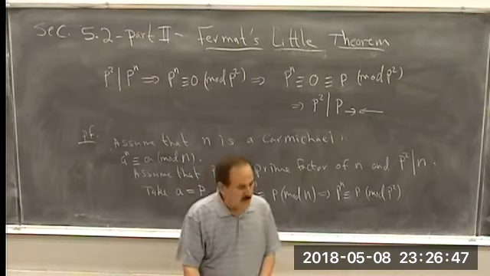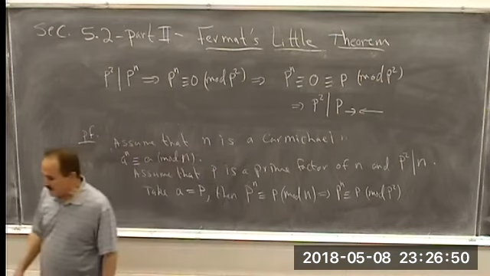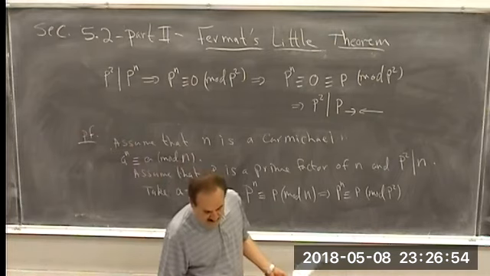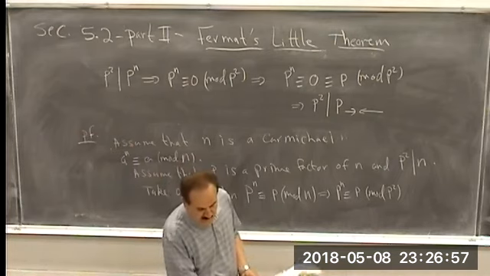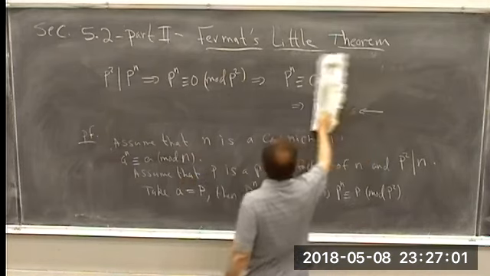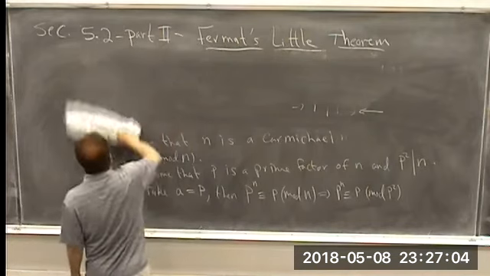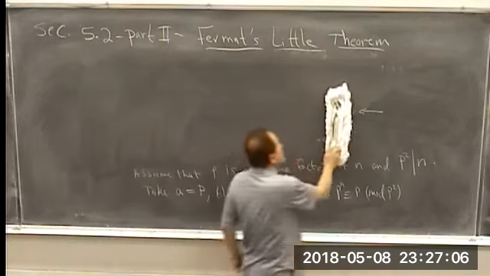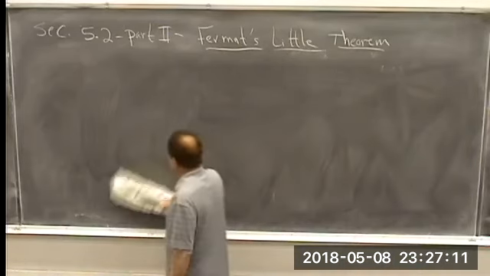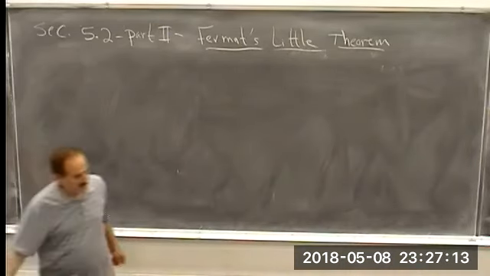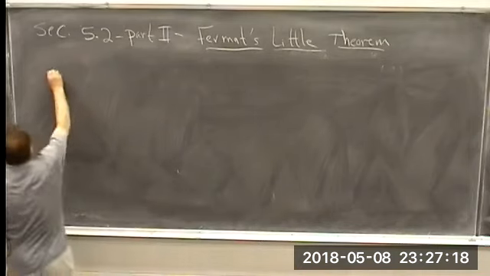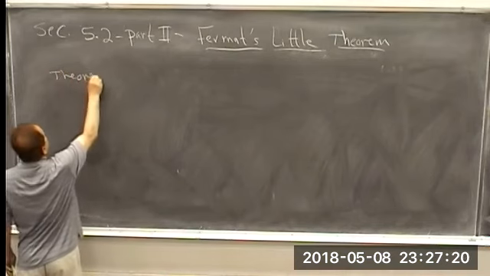The last theorem I want to prove gives us a necessary condition for a number to be a Carmichael number. Actually, it is a sufficient condition. Sorry, let me write it down. It's a sufficient condition.